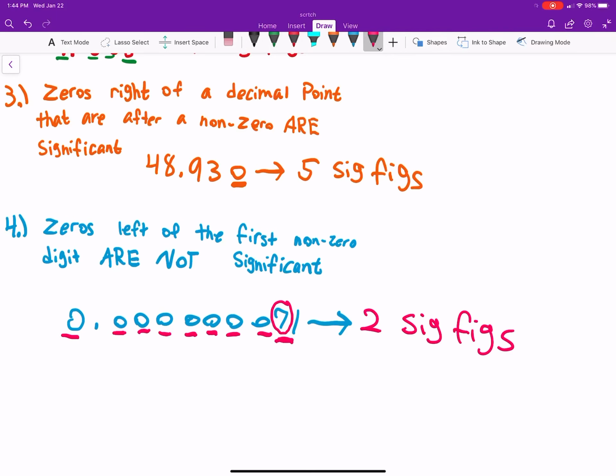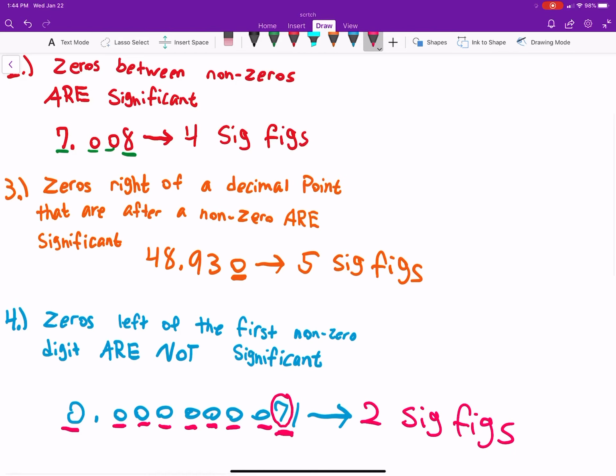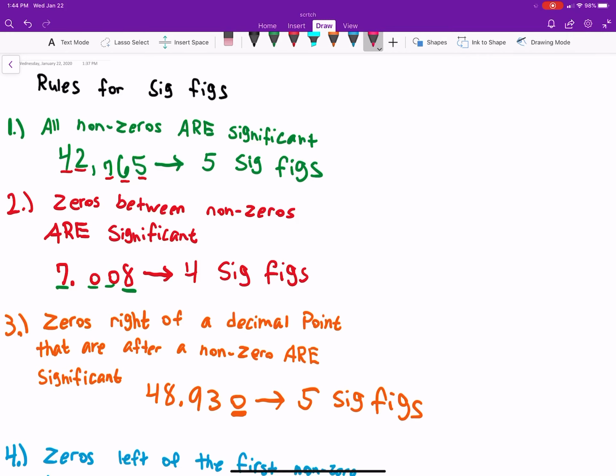Okay, so those are the 4 main rules we're looking at for significant figures. The only ones that aren't significant are leading zeros. Those are the ones to the left of our first non-zero. Everything else is basically significant.